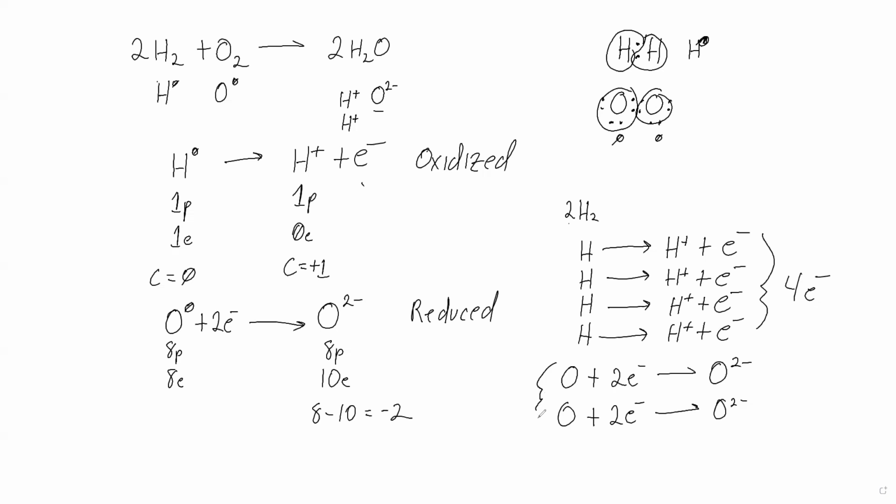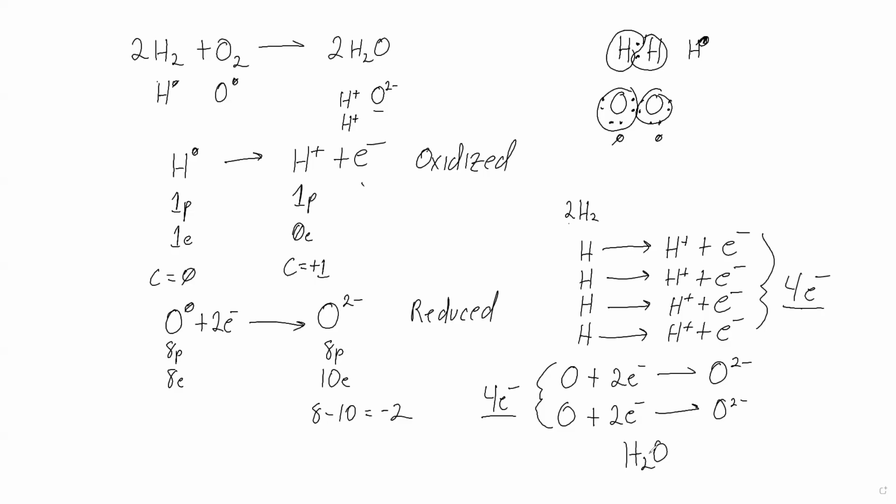And so in total, these took up 4 electrons. And you notice the number of electrons released by the hydrogen matches the number of electrons taken up by the oxygen. So hydrogen was oxidized and produced 4 electrons. Oxygen was reduced, and 2 oxygen atoms each took up 2 electrons for 4 total electrons. And overall now, you've got H2O, which is charge balanced, but it's a reduction oxidation process, okay?